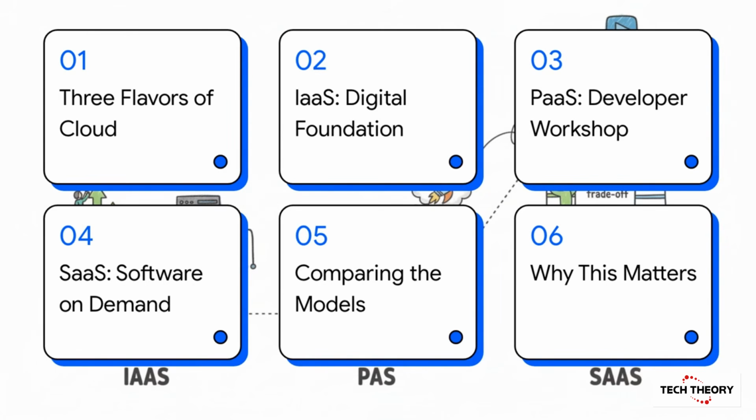We'll cover the three main flavors of the cloud. We're going to start with IaaS, your digital foundation. Then we'll move up to PaaS, the developer's workshop, and finish with SaaS, which is basically software on demand. After that, we'll compare them all and talk about why any of this actually matters to you.